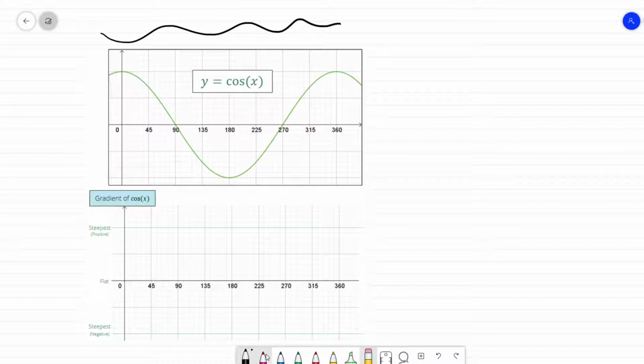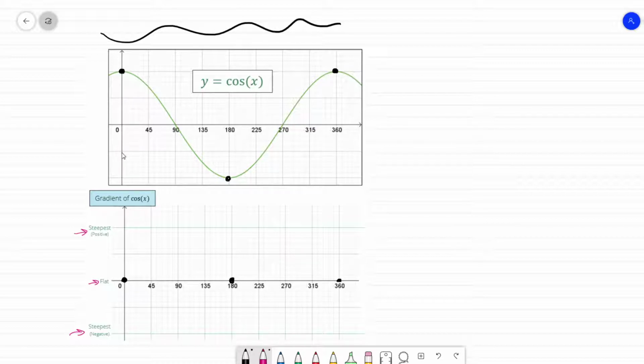We can also do a similar sort of thing with the cos graph. So if we look at the steepest parts of the cos graph and where the cos curve goes flat, we can get an insight into what cos might differentiate to. Let's have a look at the flat parts of the graph first. So cos goes flat here, right at the start at 0 degrees. Over here at 180, and up here at 360. So on my gradient graph, I'm going to mark that as flat. So it's going to be on the axes once, twice, 3 times.